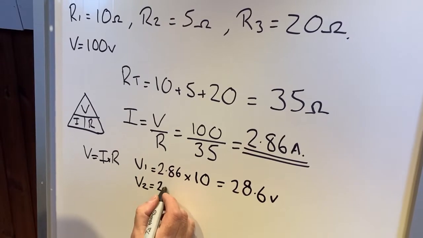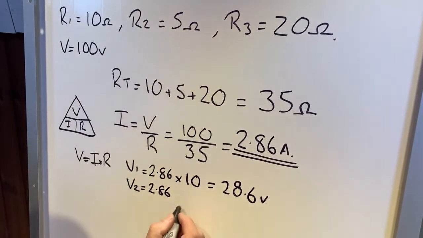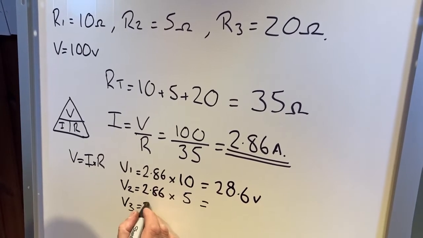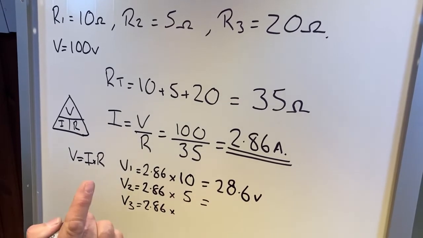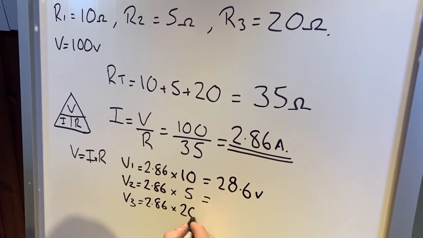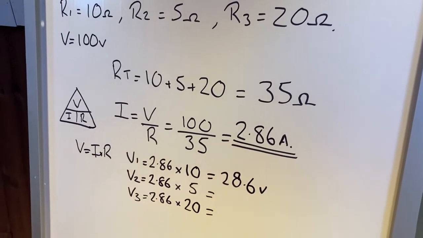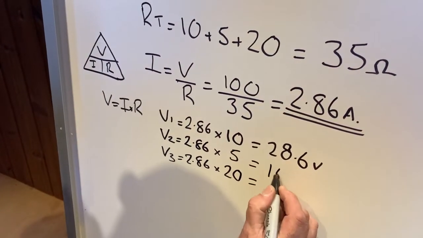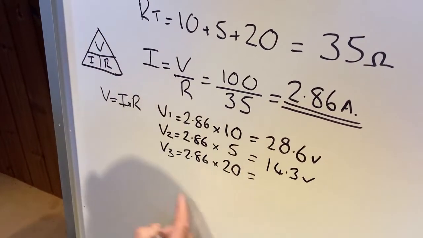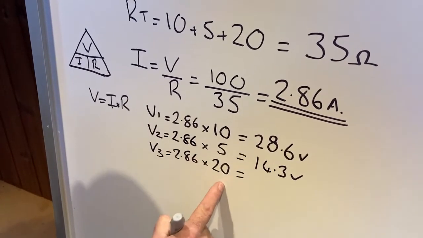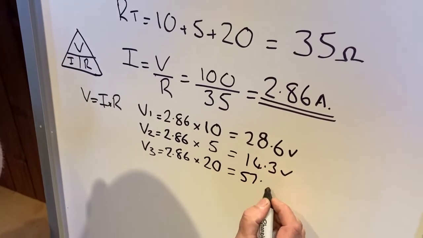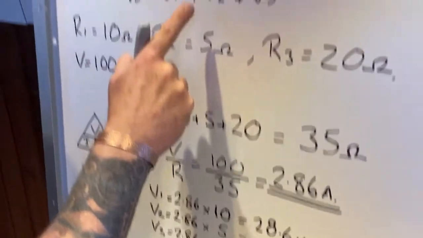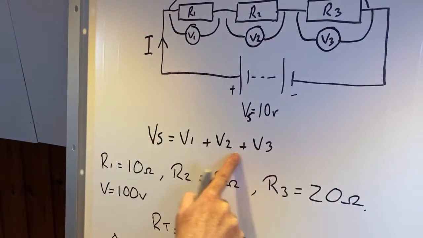V2 equals 2.86, the same current's flowing through, times 5. And V3 is again 2.86 times 20. So what's V2? 2.86 times 5 is 14.3 volts. And V3, 2.86 times 20 is 57.2 volts. So in theory, remember coming back up to the top, Vs equals V1 plus V2 plus V3.